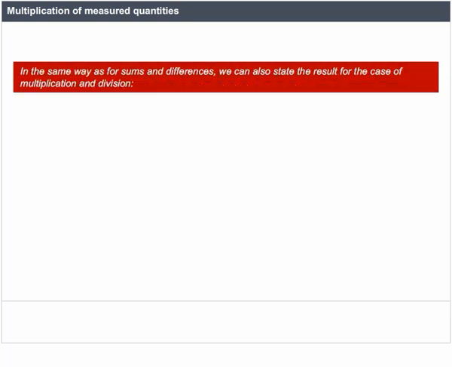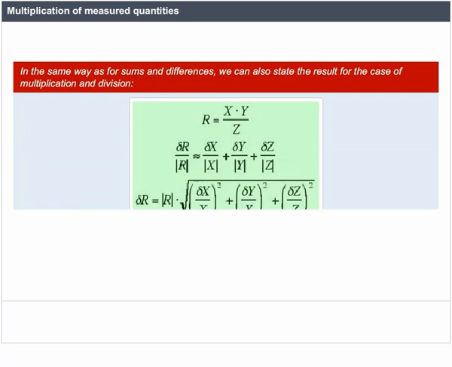Multiplication of measured quantities. In the same way as for sums and differences, we can also state the result for the case of multiplication and division. r equals x times y divided by z. Delta r by modulus of r is approximately equal to delta x divided by modulus of x plus delta y divided by modulus of y plus delta z divided by modulus of z. Then delta r equals modulus of r times square root of (delta x by x) whole squared plus (delta y by y) whole squared plus (delta z by z) whole squared.